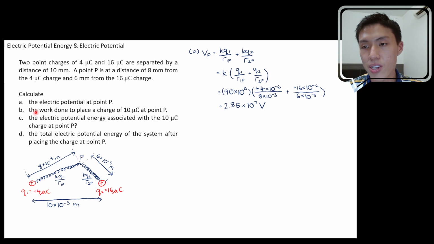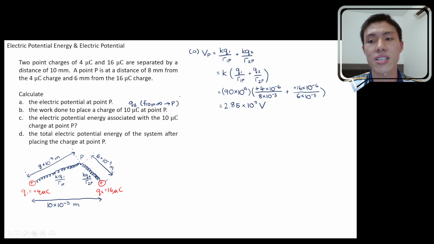Okay, for question B, the work done to place a charge of 10 microcoulomb at point P. So initially there's only two charges, Q1 and Q2, in this picture over here. But now what will happen is we'll bring another charge, let's call it Q3. So we'll bring Q3 from somewhere that is not inside the picture. We bring it into the picture and place it at P. Essentially the idea is we are going to bring it from infinity to point P.